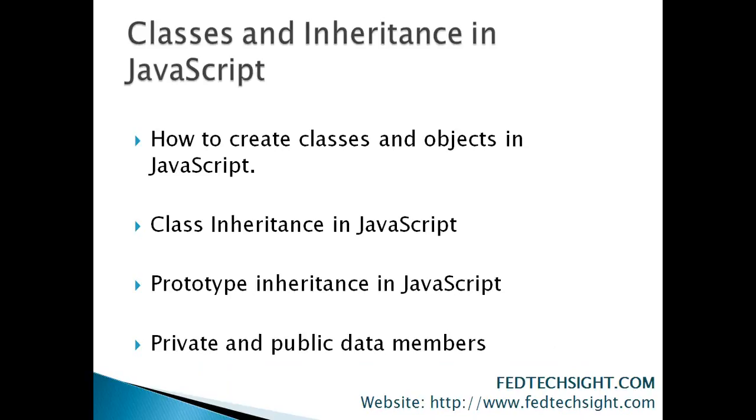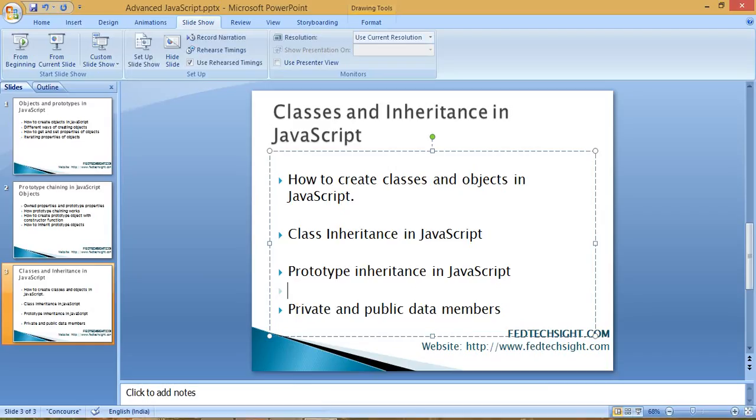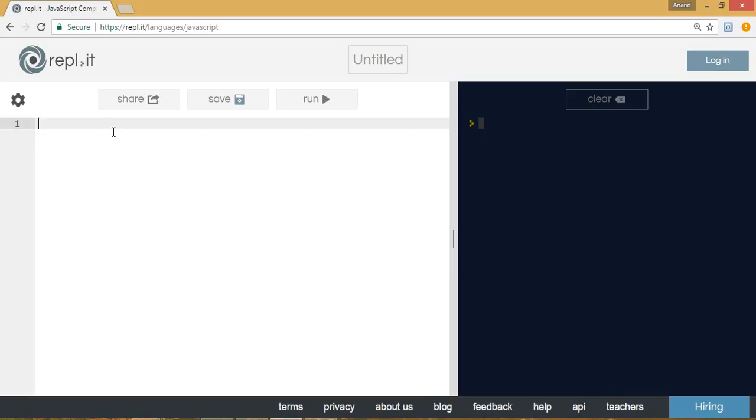So in this tutorial, we will discuss how we can create private or public data members, right? And how we can inherit the classes in JavaScript. Okay, so let's start. So in the previous tutorial, we already discussed how to create classes in JavaScript and how to create the own properties and the prototype properties.